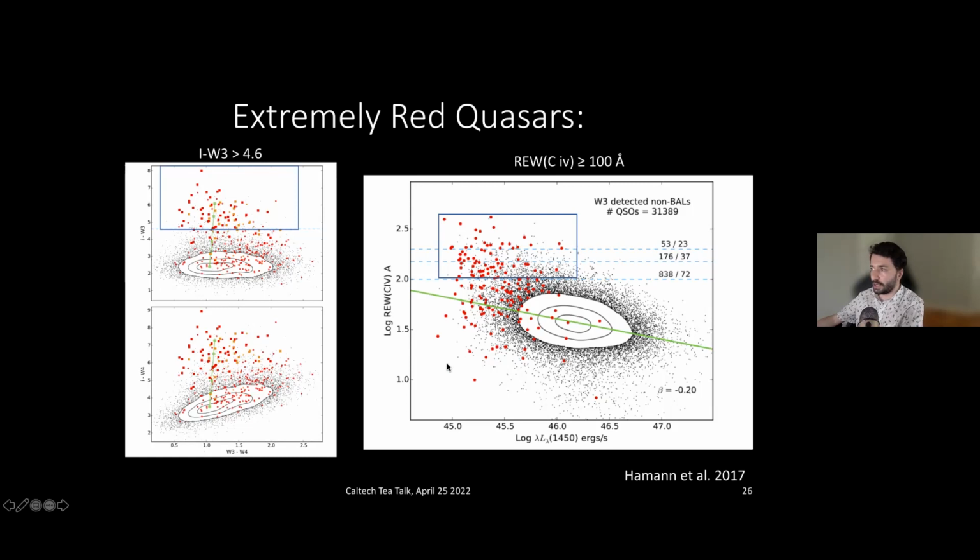Then the other criterion for selecting the core sample of the extremely red quasars is that the CIV emission line equivalent width had to be greater than 100 angstroms. The idea here was to select objects that have very strong emission, but very weak continuum, to try and maybe select more typical type 2 quasars. But as I'll show you in a second, these objects look nothing like your typical type 2 quasar that you classically saw before.